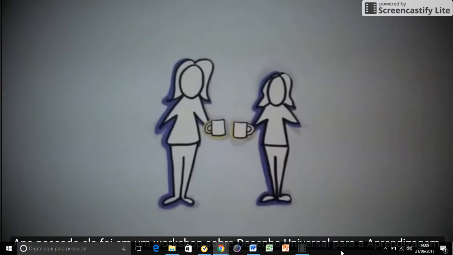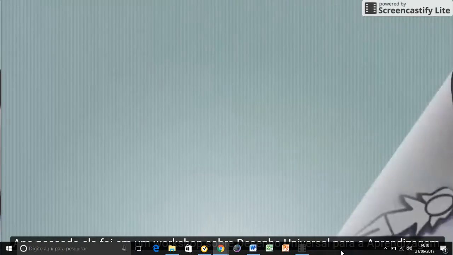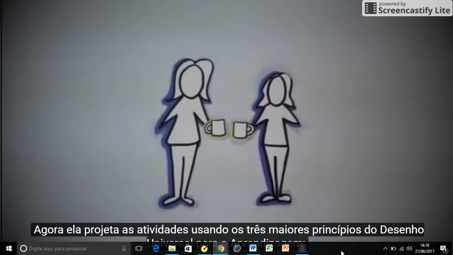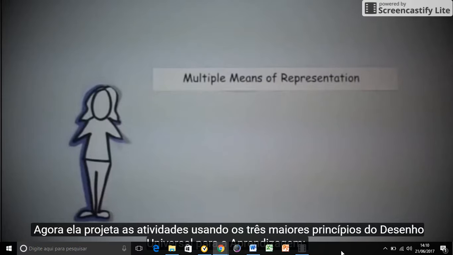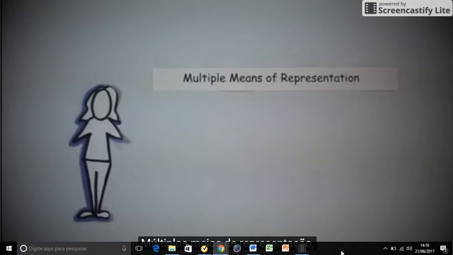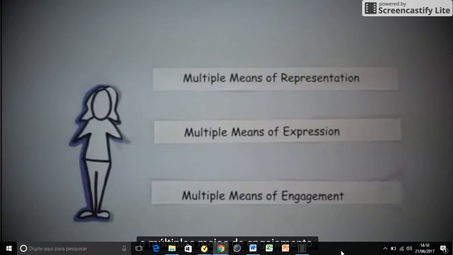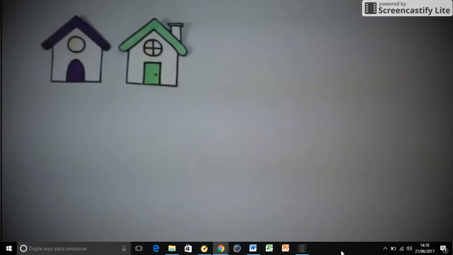Last year, she went to a workshop about Universal Design for Learning, UDL. Now she designs her learning activities using the 3 main UDL principles: multiple means of representation, multiple means of expression, and multiple means of engagement. She has noticed a big improvement.